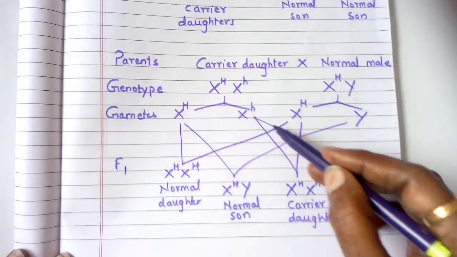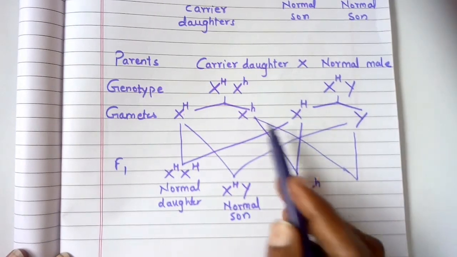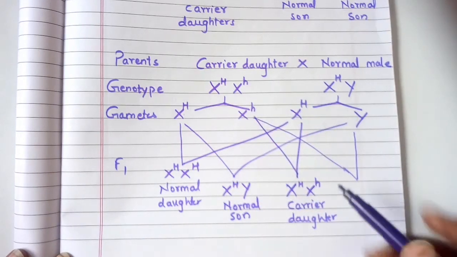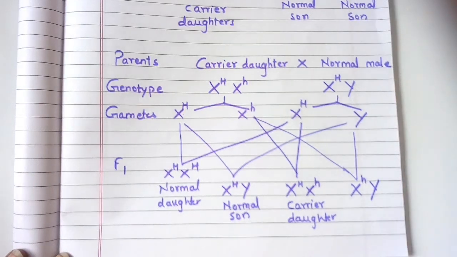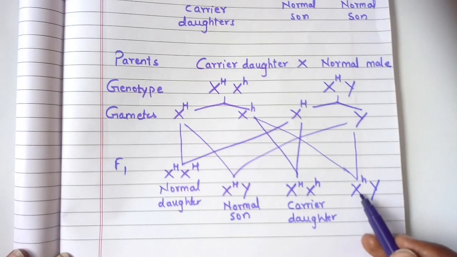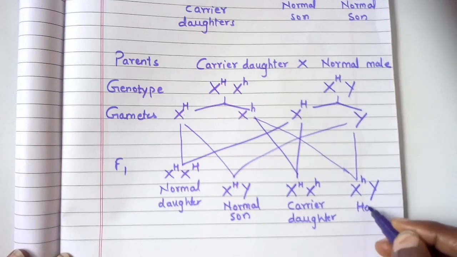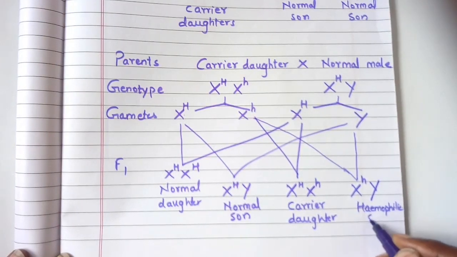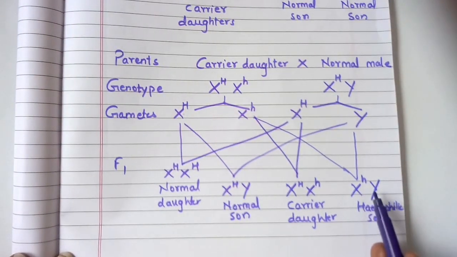Now this one is remaining, so we cross this with this one. This is X carrying the recessive gene and this is the Y chromosome. When the recessive gene is present on the X chromosome and the sex chromosomes are X and Y, this is a hemophilic son. That means this son will suffer from the disease, hemophilia.